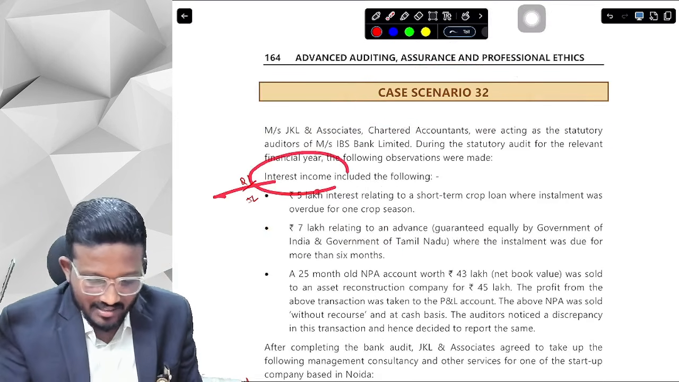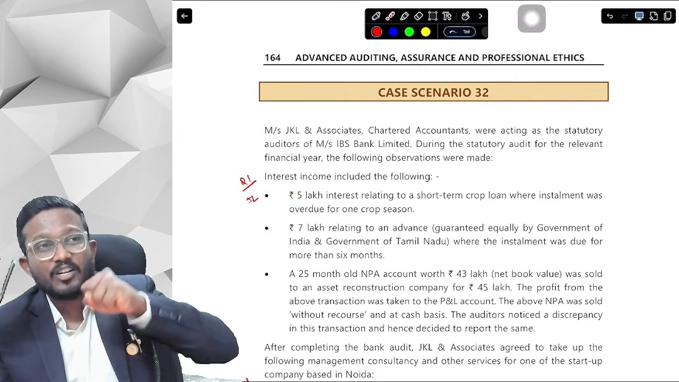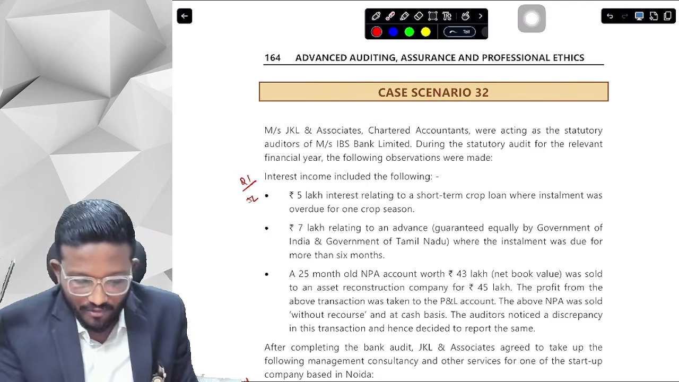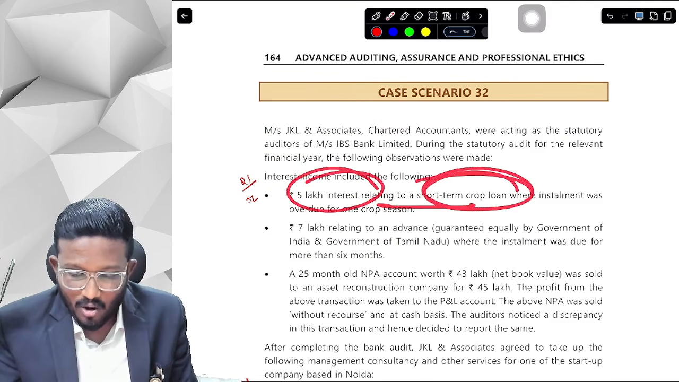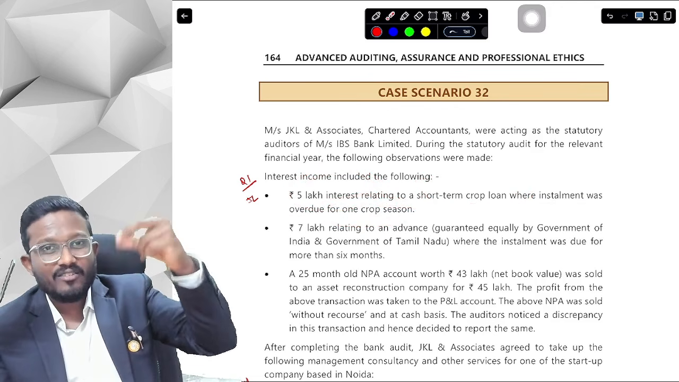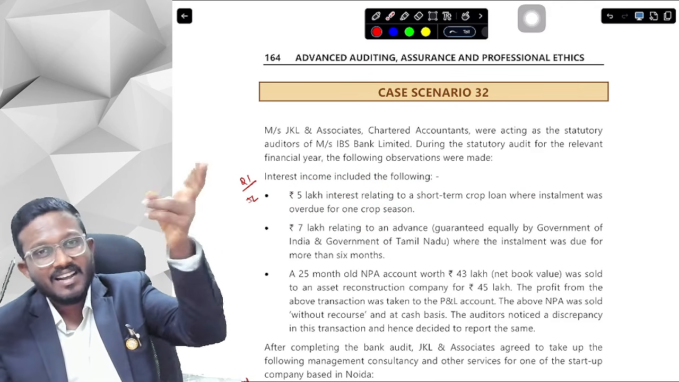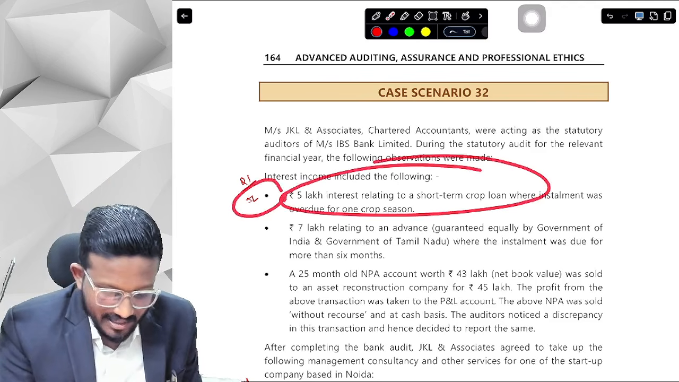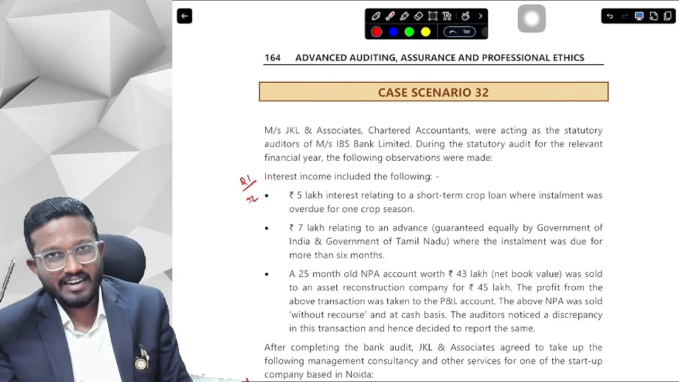It says interest income. So what interest income do we need to take to the P&L? First is the 5 lakh interest income relating to a short-term crop loan where the installment was overdue for 1 crop season. But in a short-term crop loan, if the installment is overdue for more than 2 crop seasons, then it will be NPA. Here it is not an NPA. So 5 lakh income will be taken to interest income.